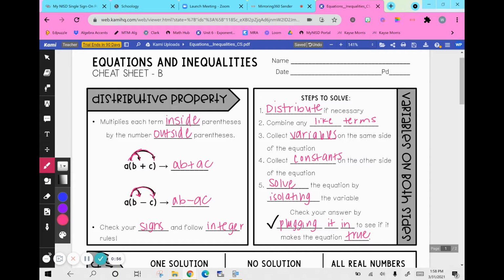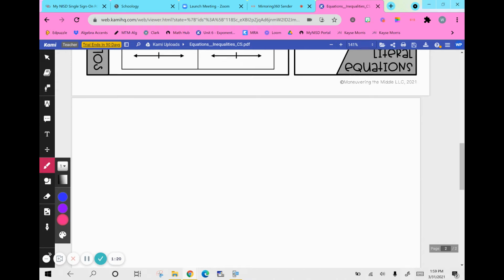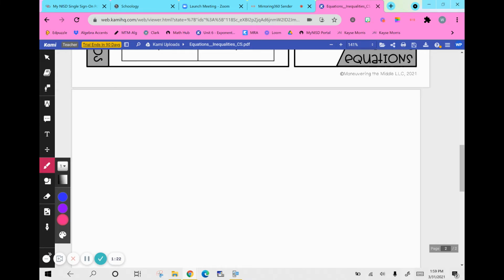Now the next box here says variables on both sides. So this is how you solve an equation with variables on both sides. You're going to distribute if necessary, combine any like terms, collect those variables on the same side of the equation. Then we're going to collect our constants on the other side of the equation. We're going to solve the equation by isolating that variable, and then we're going to plug it in to see if it makes the equation true. So I'm going to use those steps to walk us through, okay? So we're going to work out this equation here.